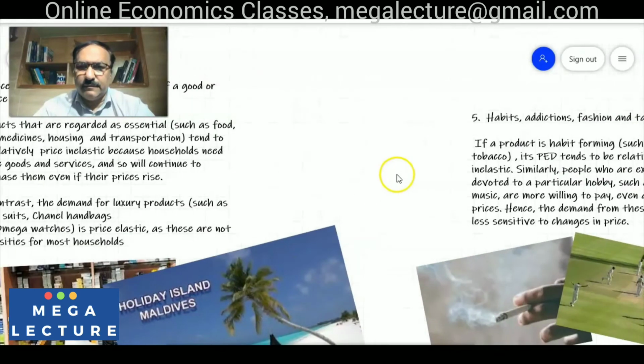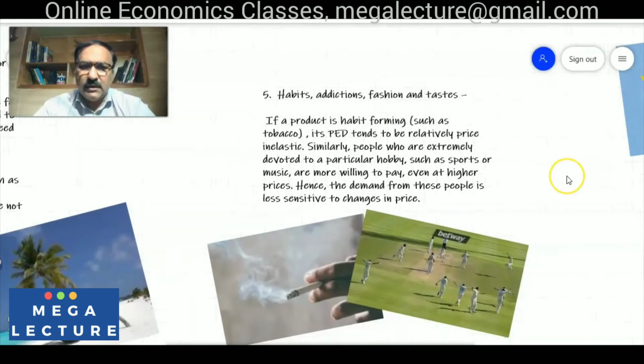The next factor that may influence price elastic demand is the nature of a product in terms of habits, addiction, fashion, or taste. If products are habit forming, then their PED will be less than 1, meaning demand will be inelastic. Demand for cigarettes, for example, for smokers is inelastic. When price increases, demand does not respond to that extent.